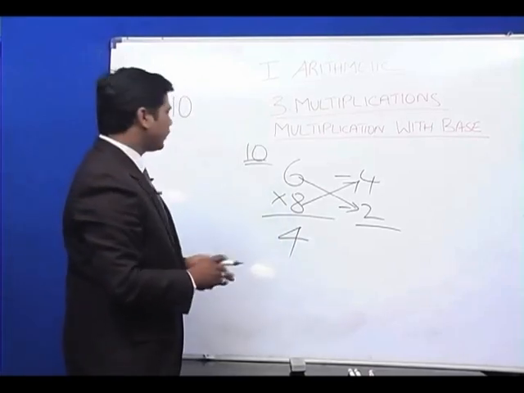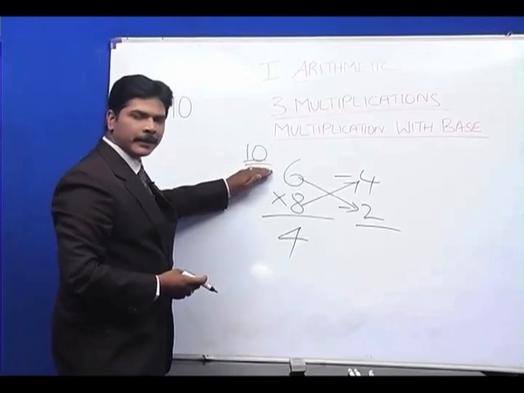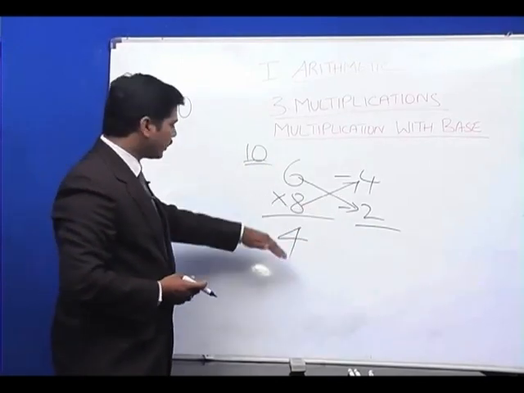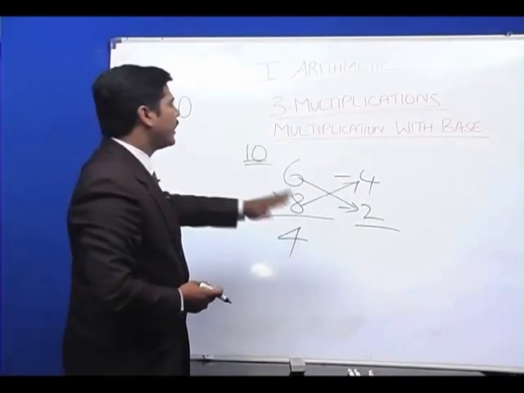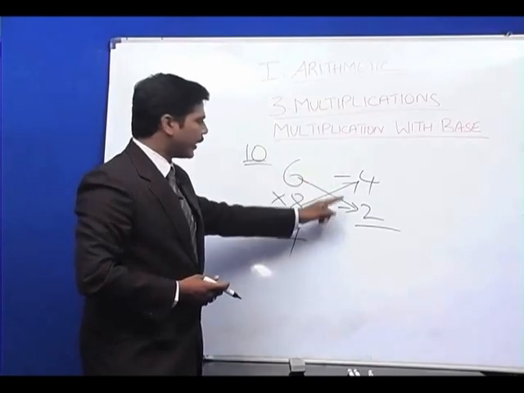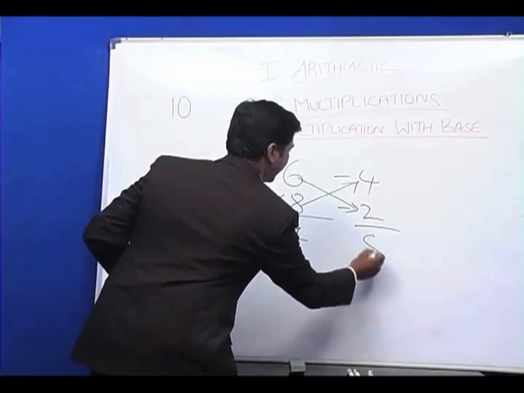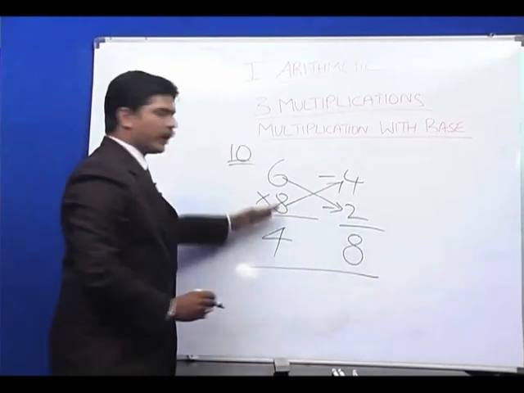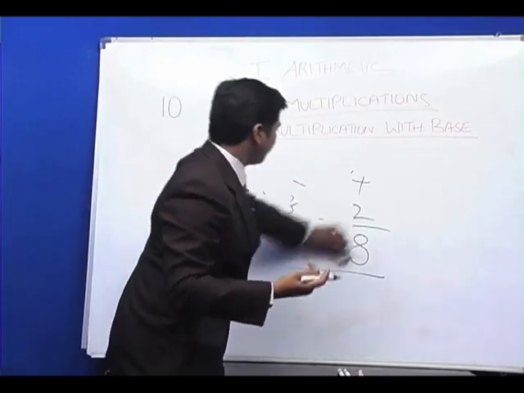Write 4 there. Now the number of zeros in the base will tell you how many digits must be there in the RHS. We got the LHS number, you have to get the RHS number. How to get the RHS number is very simple: multiply the complements. Minus 4 into minus 2, you get plus 8, right? We must not mention plus, so just write 8 there. So 6 times 8 is 48. Is it right?